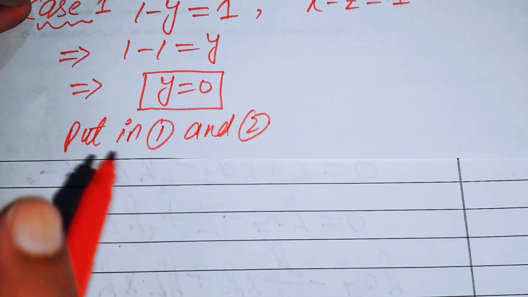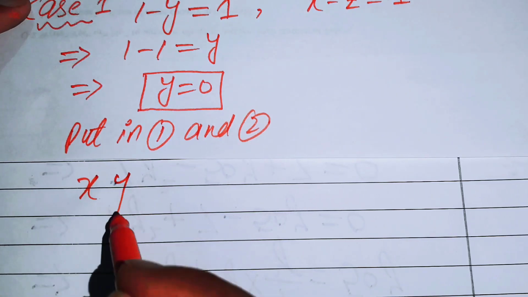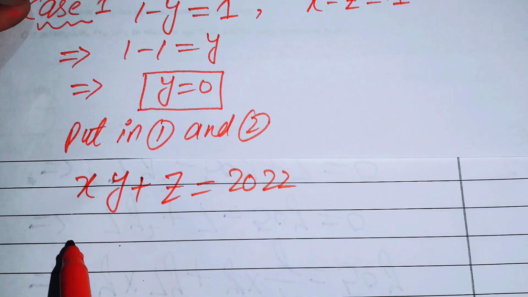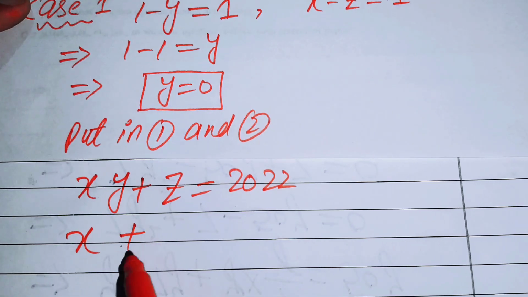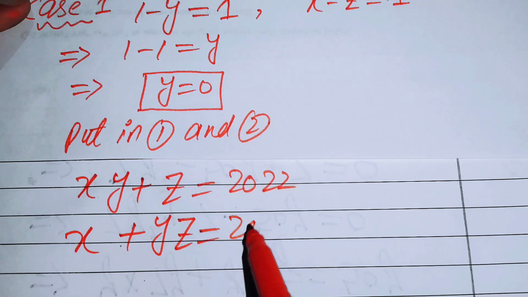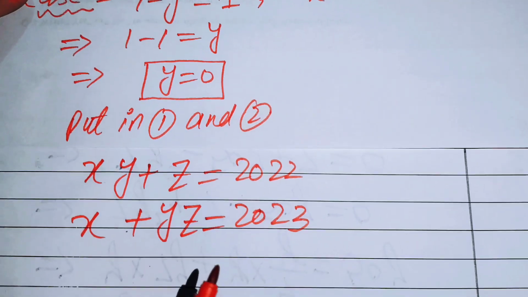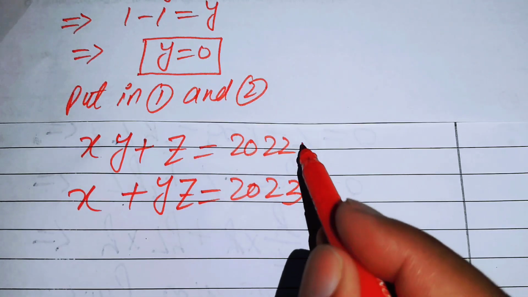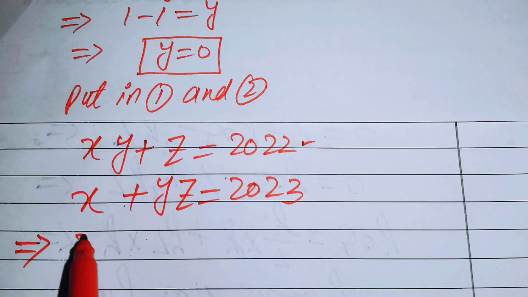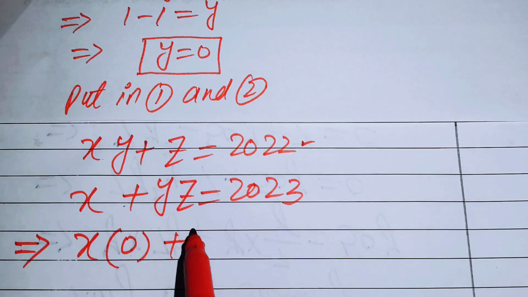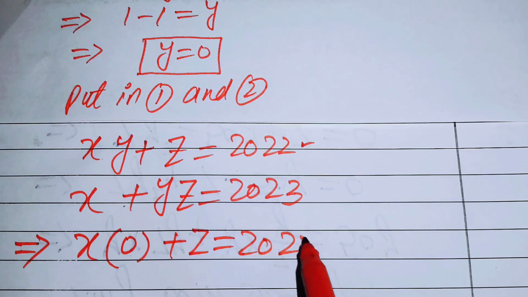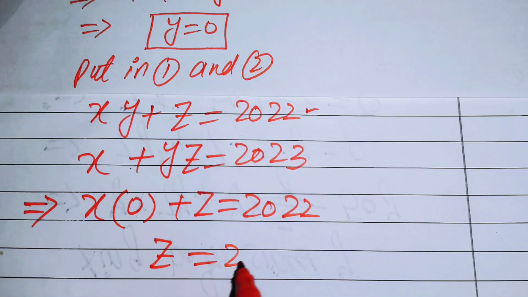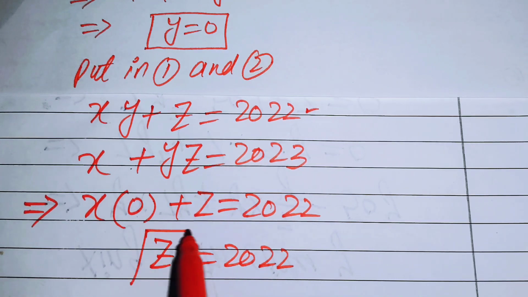First I can write equation number 1: xy plus z equals 2022, and equation number 2: x plus yz equals 2023. Now when you put y equals 0 in this equation, you get x times 0 plus z equals 2022, and here you get the value of z as 2022.